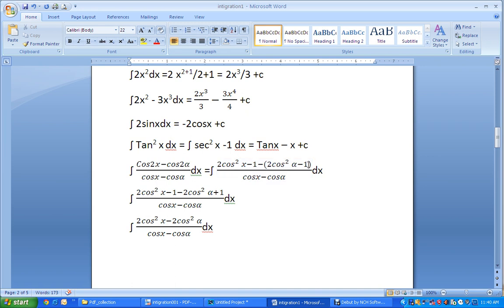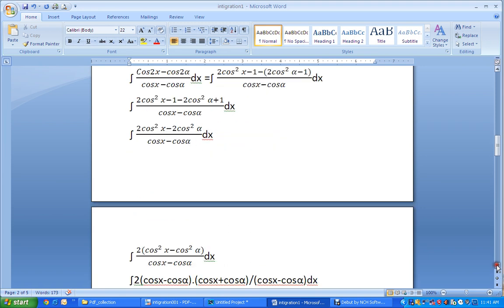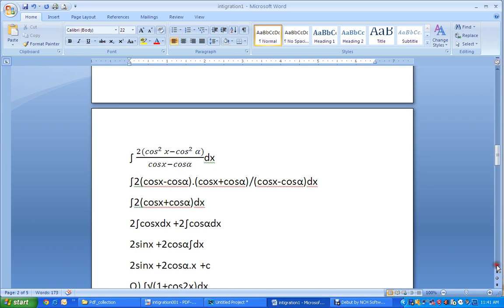Now we will open the bracket. When we open the bracket, the sign will change. So it will become 2 cos square x minus 1 minus 2 cos square alpha plus 1, divided by cos x minus cos alpha, dx. Just cancel 1 and 1. So the value will become 2 cos square x minus 2 cos square alpha divided by cos x minus cos alpha, dx. Take 2 as common. The value will become 2 times (cos square x minus cos square alpha) divided by (cos x minus cos alpha), dx.